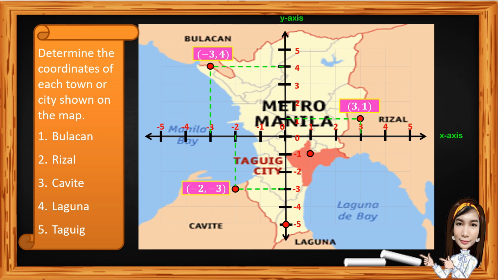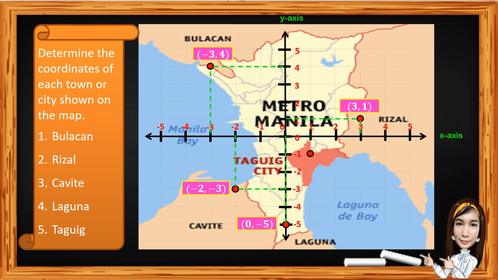For the town of Laguna, a vertical line is passing through the point and aligned to 0 on the x-axis, but negative 5 is already on the y-axis. So the coordinates of Laguna is 0, negative 5, which is located on the y-axis.